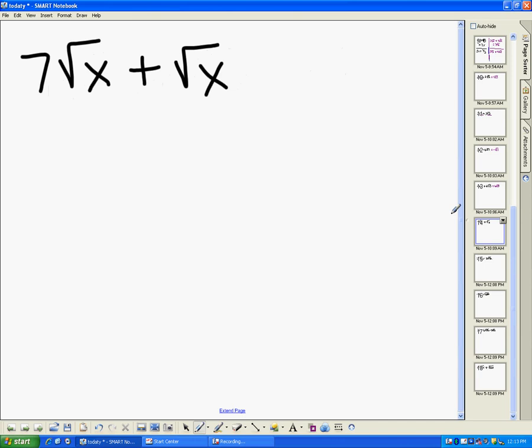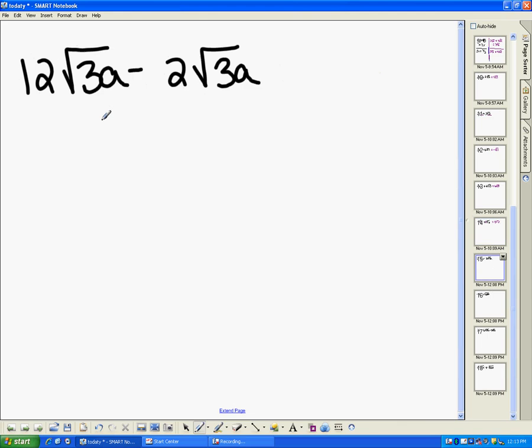7 square root of x plus square root of x. Again, you don't write the 1 there because since 1 times square root of x is square root of x, we don't write it there. But just to show you when you're adding, this is just like 7 plus 1, which is 8, and then square root of x. 12 square root of 3a minus 2 square root of 3a is equal to 10 square root of 3a. And you always want to look at the radicand and see if you can simplify the radical at all, and we cannot simplify square root of 3a. So that's why I can just go ahead and subtract these.